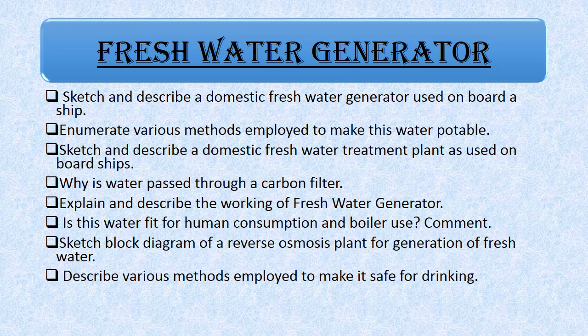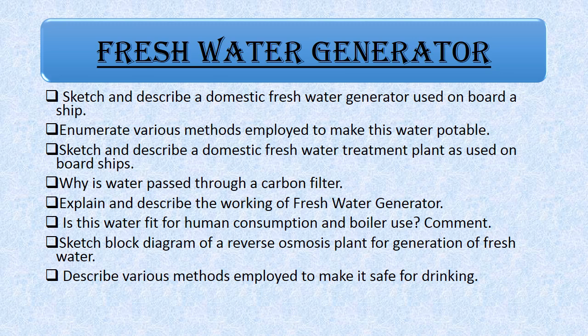Now we will discuss the freshwater generator. Sketch and describe a domestic freshwater generator used on board a ship. Enumerate various methods employed to make this water potable. Sketch and describe a domestic freshwater treatment plant as used on board ship. Why is water passed through the carbon filter? This is talking about the treatment of the water.